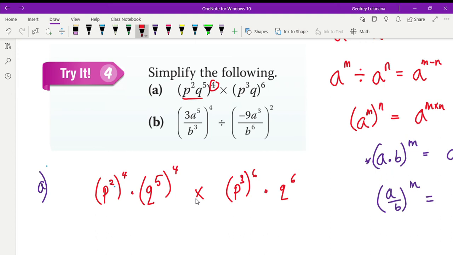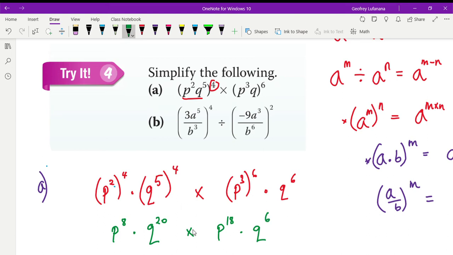Okay, so now I'm going to use the power law, that if I have a number raised to a power raised to another power, I will multiply the powers. So this simplifies to p squared, so that would be a 2 times 4, and times q, that's going to be a 5 times 4, then times p, that's a 3 times 6, and times q to the power 6.